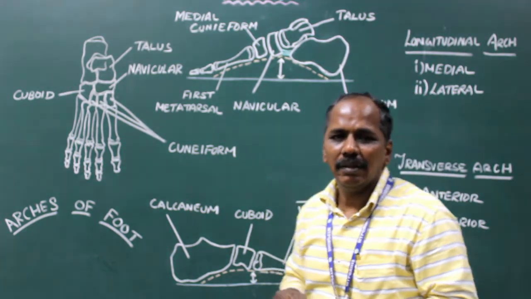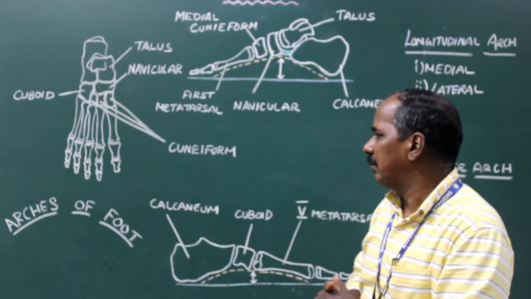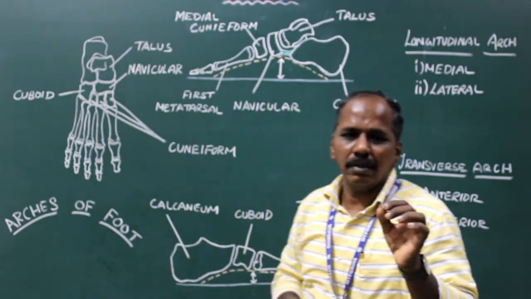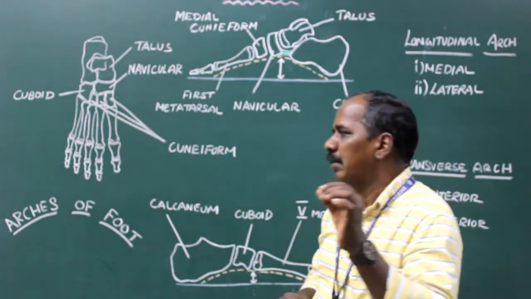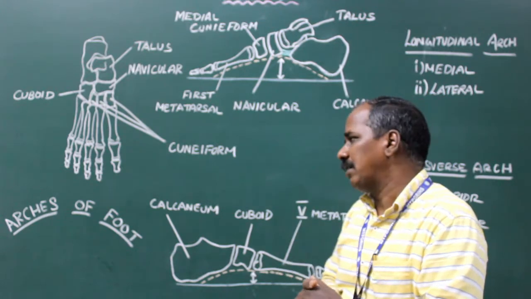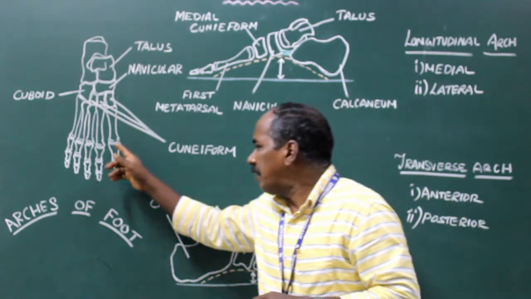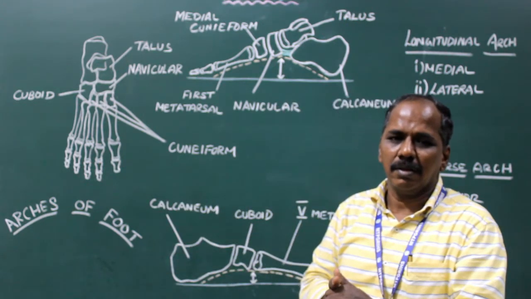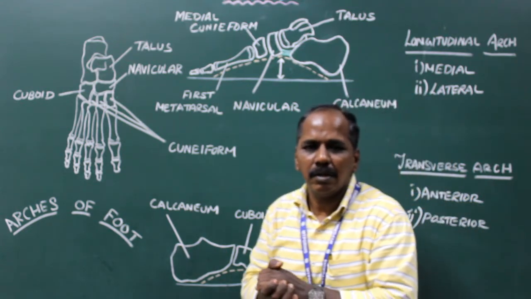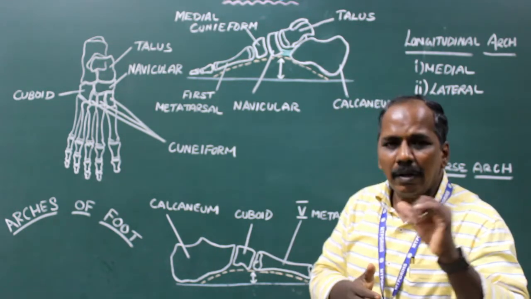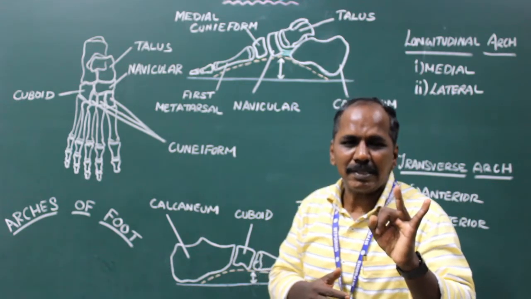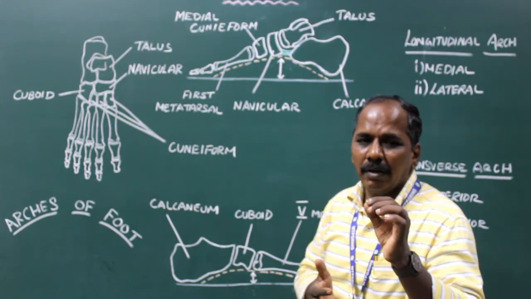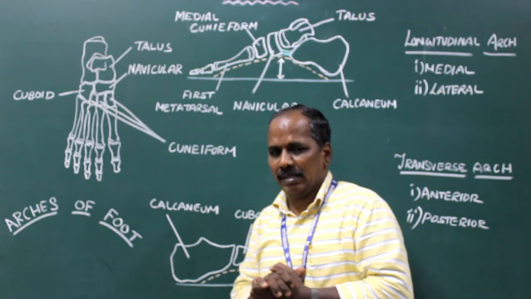Factors maintaining the transverse arch. The tarsal and the metatarsal bones are the bony factors maintaining the transverse arch. Ligaments: superficial transverse metatarsal ligament and deep transverse metatarsal ligaments. Muscles, tendons or aponeurosis: tendon of peroneus longus, peroneus brevis and dorsal interossei muscles. They are responsible for maintaining the transverse arch.